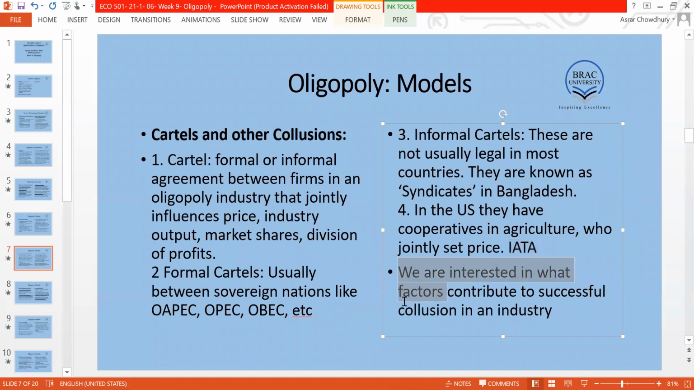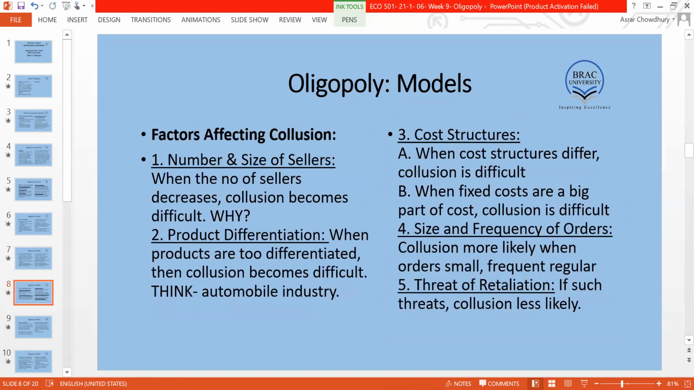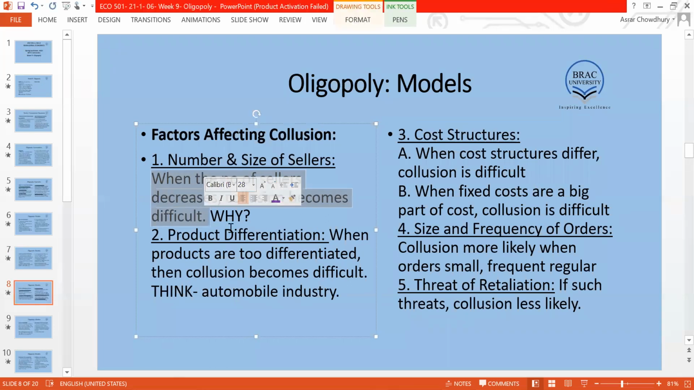What we are interested in is what factors can contribute towards firms colluding in an industry. We are interested in what factors contribute to successful collusion. These are the factors, and they are all common sense. I'll read them and you tell me why it may be so. When the number of sellers decreases, collusion becomes difficult.